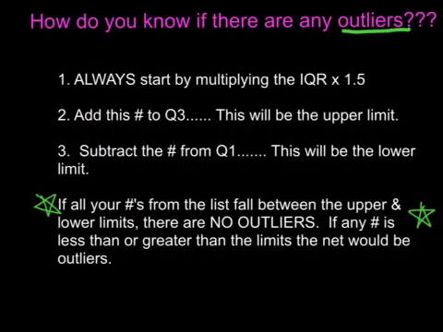If some of your numbers happen to be bigger or smaller than these 2 new values, then you would identify them as outliers. But again, I don't think your homework asks you to do that. Just make the box and whisker plot. So we're going to get started with example 2.